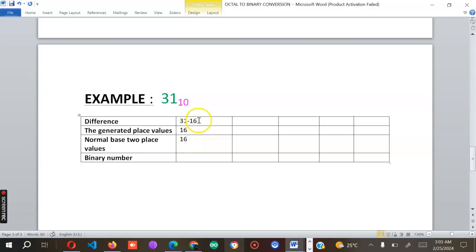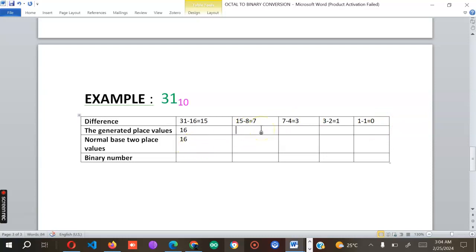So 16 minus that one, you get 15. Now the number that is near to 15 is 8. So we have 15 minus 8, which will give you 7. The number that is near to 7 is supposed to be 4. 4 minus that, you get 3. The number that is near to 3 is 2, which is going to give us 1. Then 1 minus 1 is equal to 0.